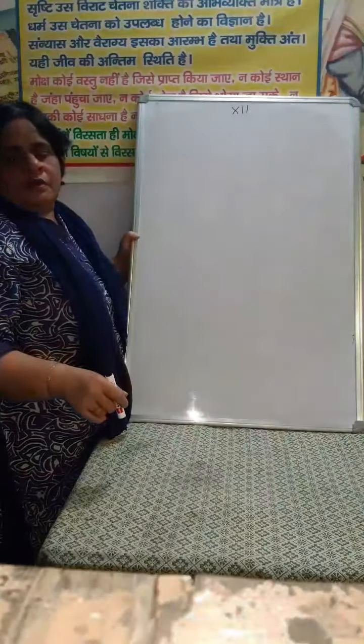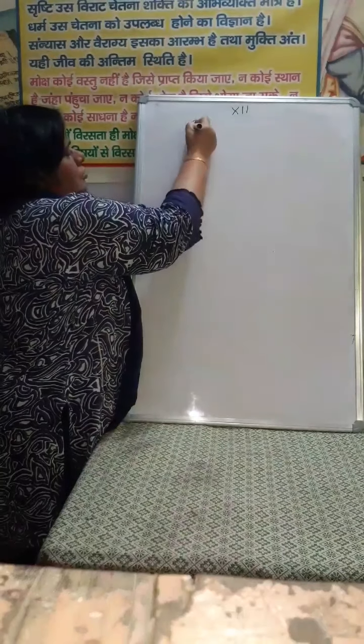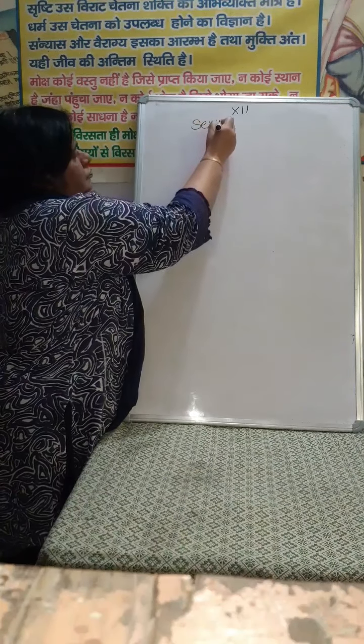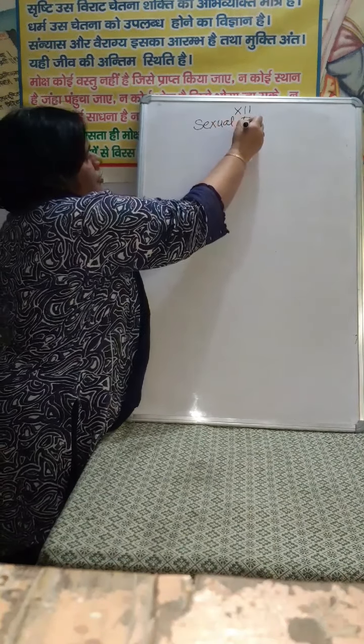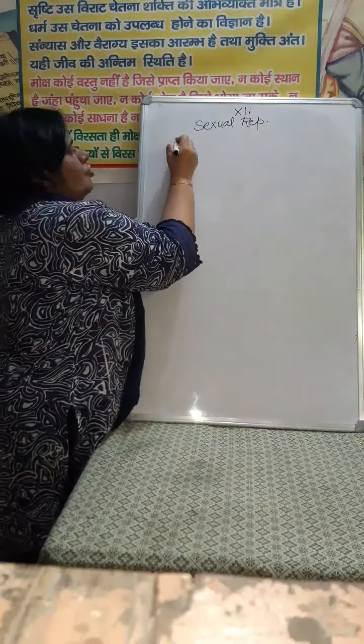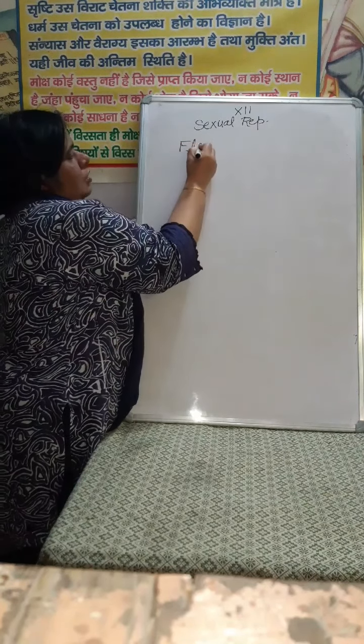Our next chapter is sexual reproduction in flowering plants. Sexual reproduction. First we talk about the flower.